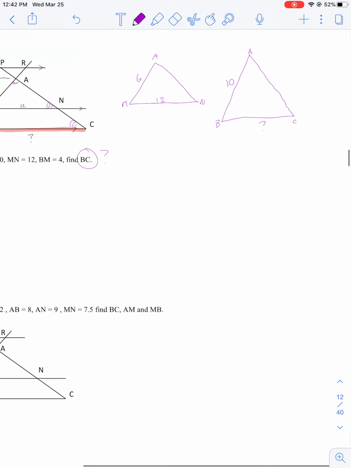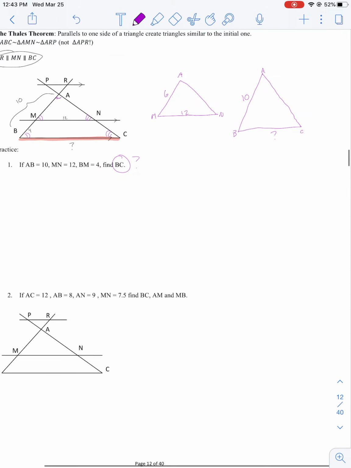So we're trying to show what did we do to this small triangle, triangle AMN, or a scale factor. What did we multiply it by to get to our big triangle ABC? So I'm going to use the ratio method that we were talking about before and say, well, MN, my base, is 12. So MN needs to be multiplied by something to get up to BC.